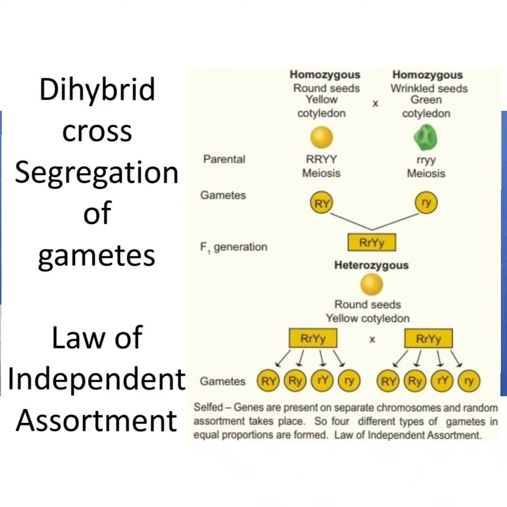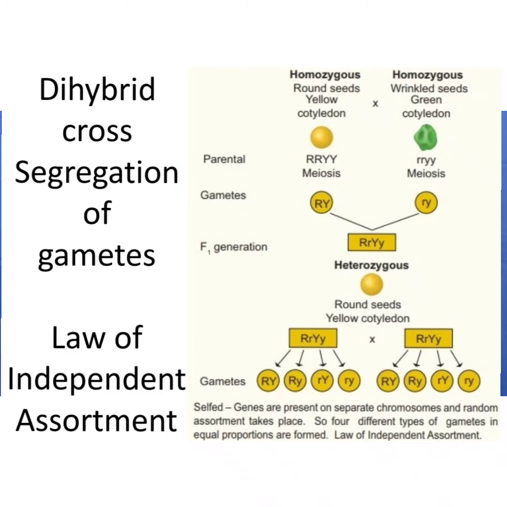Let us take the round seeds with yellow cotyledon, which is the homozygous parent, with the genotype capital R, capital R, capital Y, capital Y, and a homozygous parent which is wrinkled seeds with green cotyledon. The parental genotype is small r, small r, small y, small y, which is recessive. The gametes formed by capital R, capital R, capital Y, capital Y are capital RY, and the gametes formed by small r, small r, small y, small y are small ry.